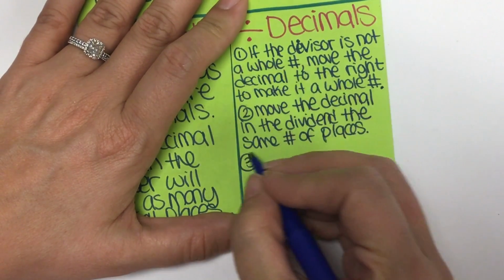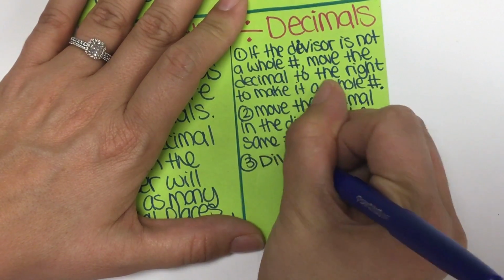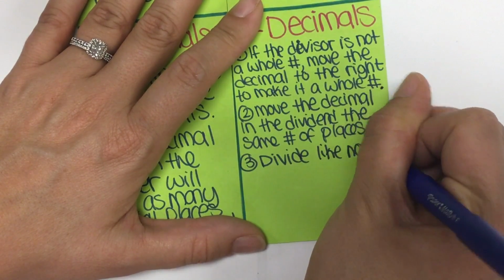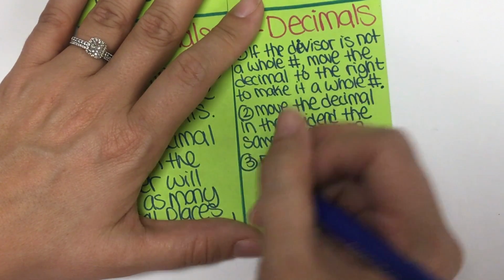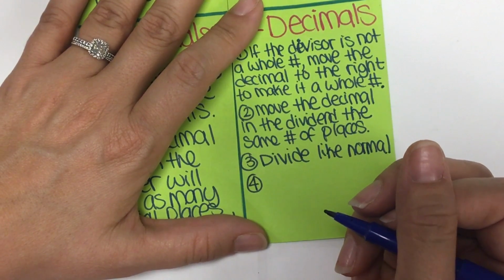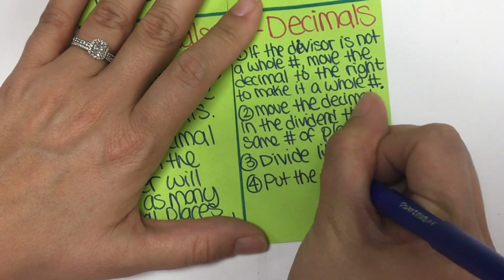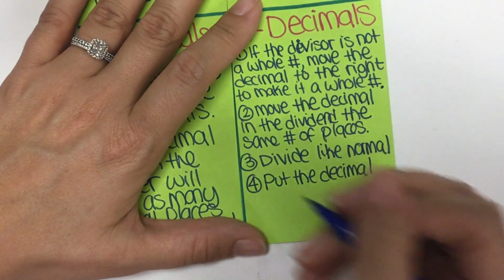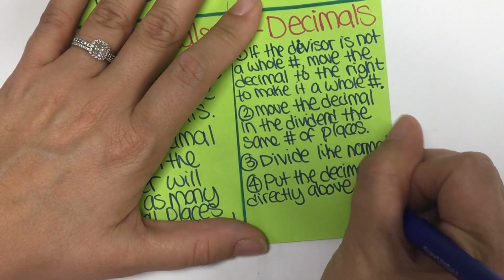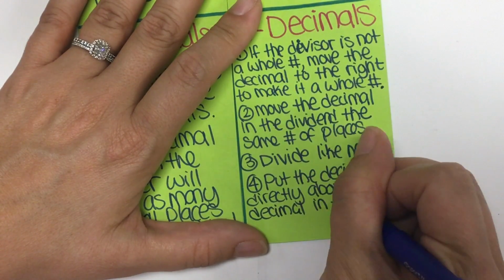After you've done that, and this is what also happens if you don't have a decimal in the divisor, you will just divide like normal. And I kind of do number 3 and 4 together. Number 4, you are going to put the decimal directly above the decimal point in the dividend.